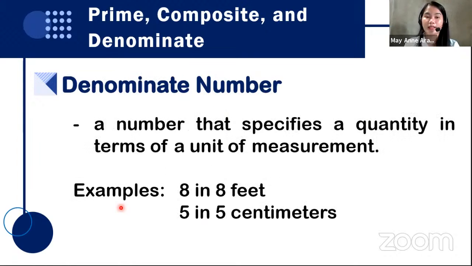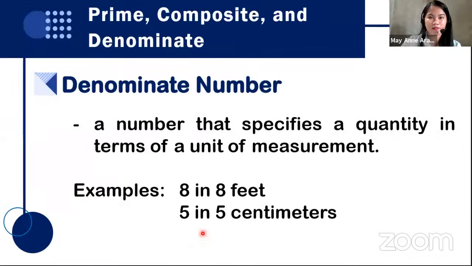And for denominate, this is just the number that specifies a quantity in terms of a unit of measurement. For example, for 8 feet, the 8 here is the denominate. And for 5 centimeters, 5 is the denominate. That's all.